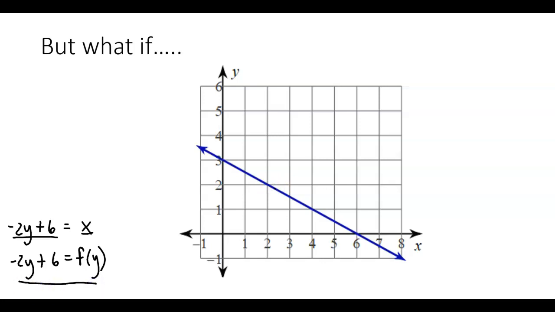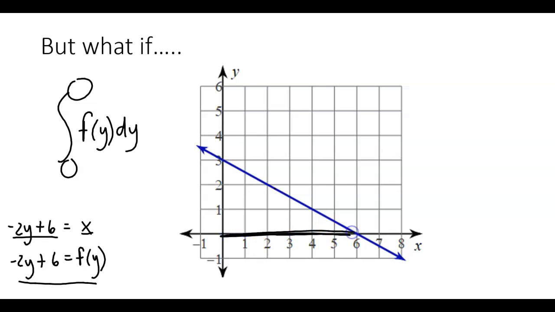So now if I wanted to find my area under the curve, I would be integrating a function of y, which means I would need to do it with respect to y, which means that my limits are going to be different. Instead of going from x equals 0 to x equals 6, we're going to go from y equals 0 to y equals 3. So in other words, instead of integrating from left to right, we're integrating from the bottom up. But you would literally get the same answer.